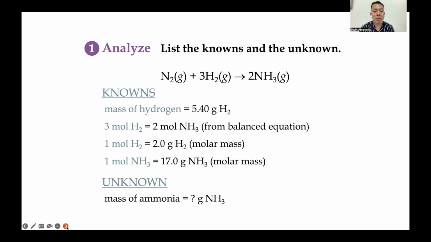Then you have there 3 mole of H2, 2 mole of ammonia, 1 mole of H2, 2 grams of hydrogen, and 1 mole of ammonia is equal to 17 gram ammonia. This is based on the molar mass. For example, it's 2 grams for H2 because there's 1 gram per mole for hydrogen, so it's automatically 2 grams since there are 2 atoms of hydrogen. That's why it is H2. Same thing as with the computation of the others.